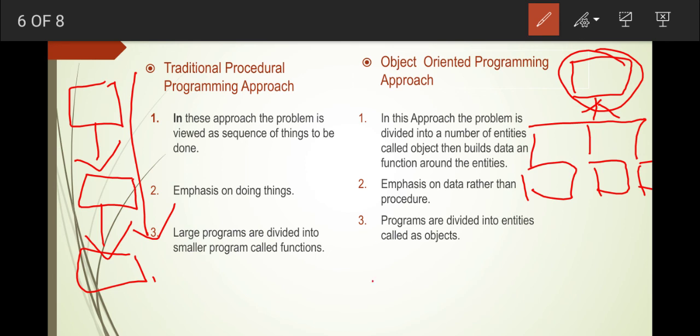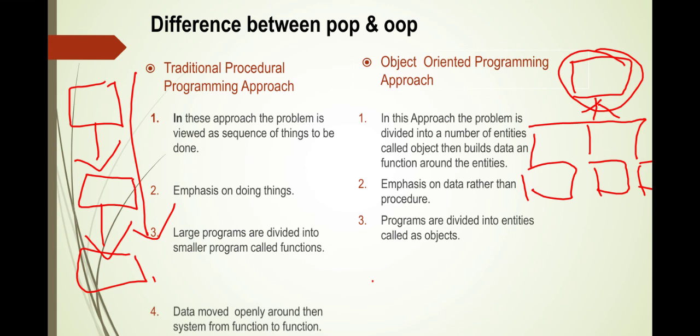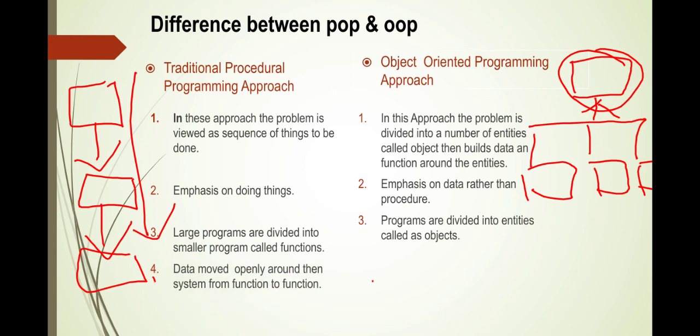So the next difference is that data moves openly around from function to function. One module has a function, the second module has a function, so data is moved openly. But in object oriented programming, data is hidden and cannot be accessed by external functions.